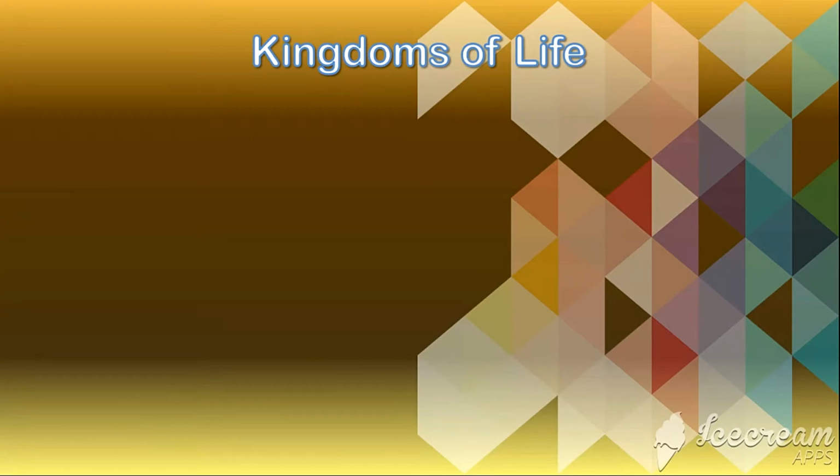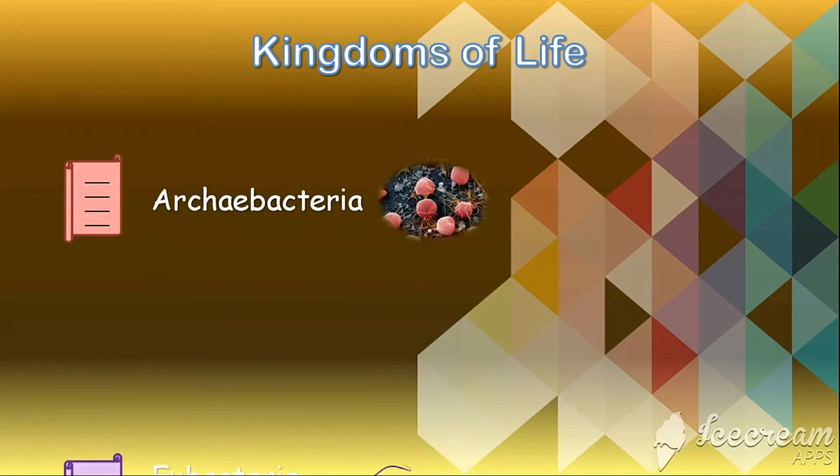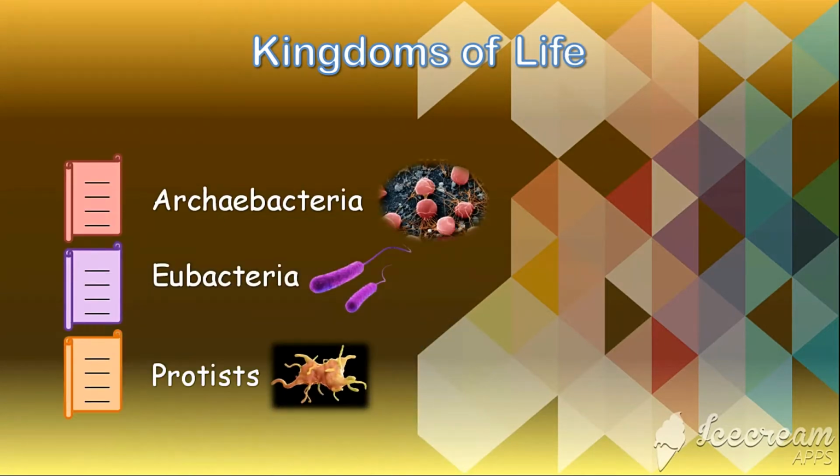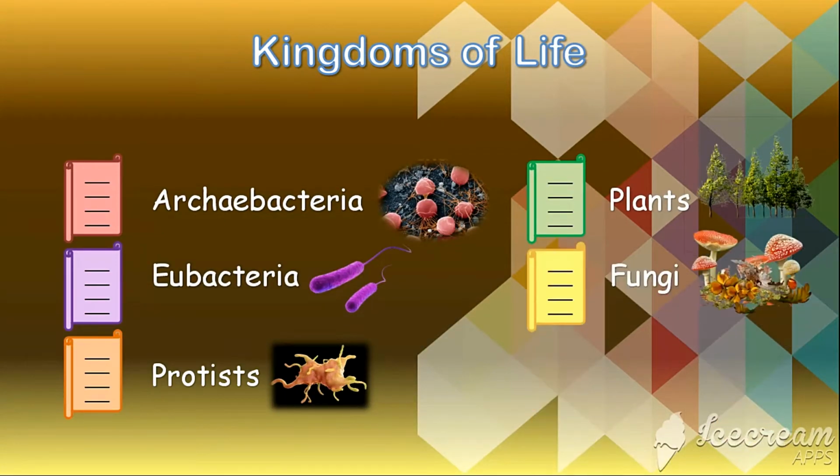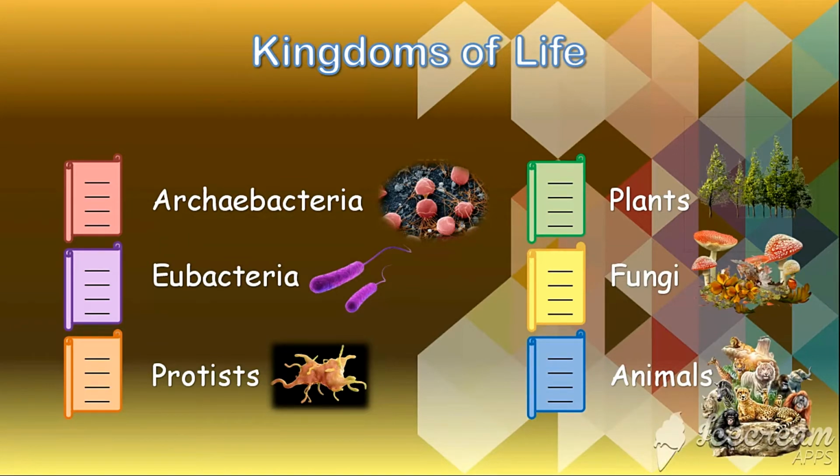Suppose you're a science teacher and you're doing an overview of the taxonomic kingdoms of life. You could divide your content into these chunks: Archaebacteria, Eubacteria, protists, plants, fungi, and animals.